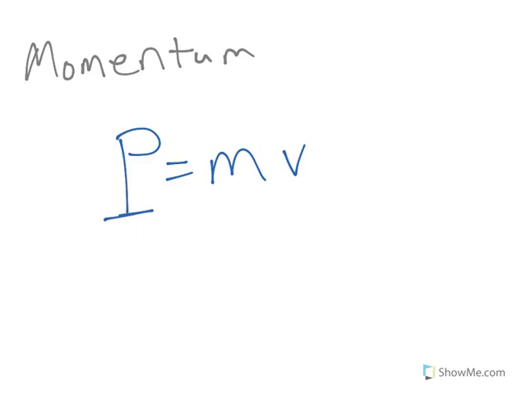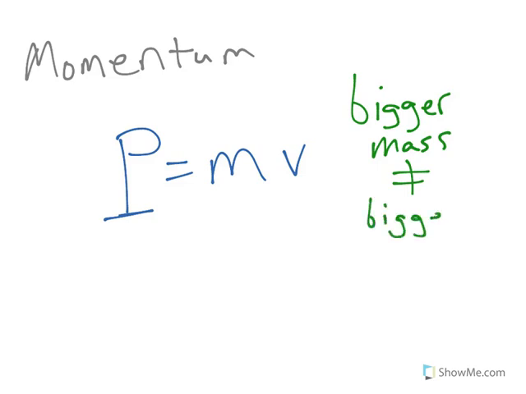A couple of important things to note is that it's not necessarily that a bigger object will have a bigger momentum. So a bigger mass does not necessarily equal a bigger momentum. It can, but it doesn't have to. And it's not that necessarily a bigger speed equals a bigger momentum. The important thing is that it's the two of them together. And so, for instance, a bullet could have a larger momentum than a baseball, right?